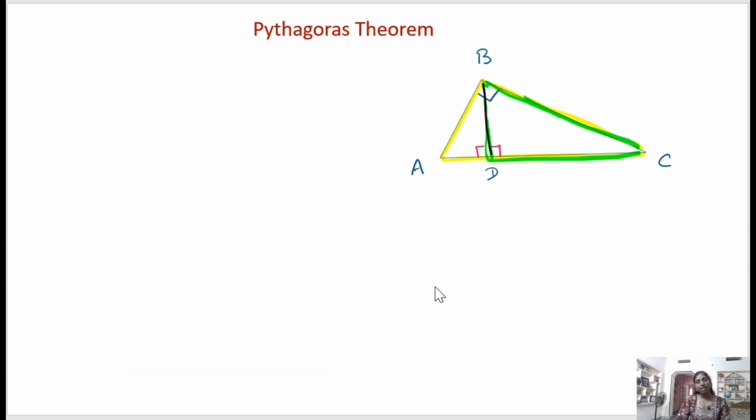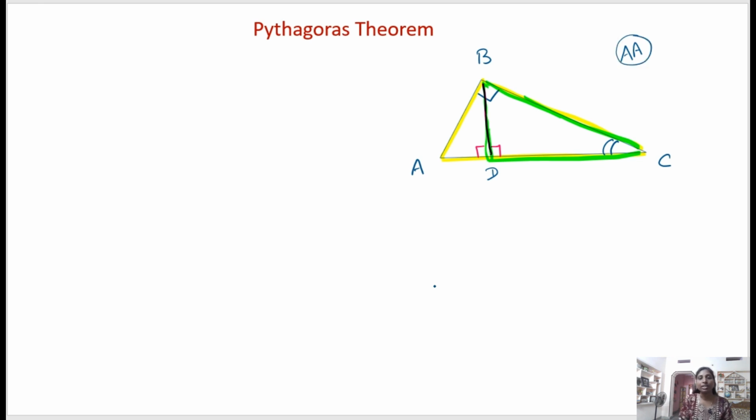So here also we have to prove the two triangles similar. Green triangle, the right side triangle BDC, and the big triangle ABC. So here clearly you can see that angle C is common to both the triangles, and one angle is 90 degree. In the green triangle, angle D is 90 degree. In the yellow triangle, angle B is 90 degree. So by AA similarity, we can say that the two triangles are similar to each other.